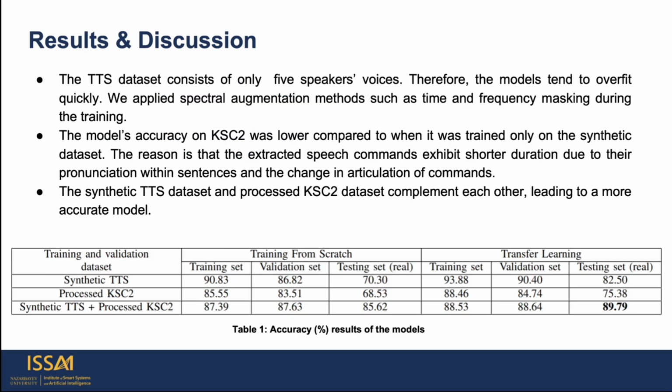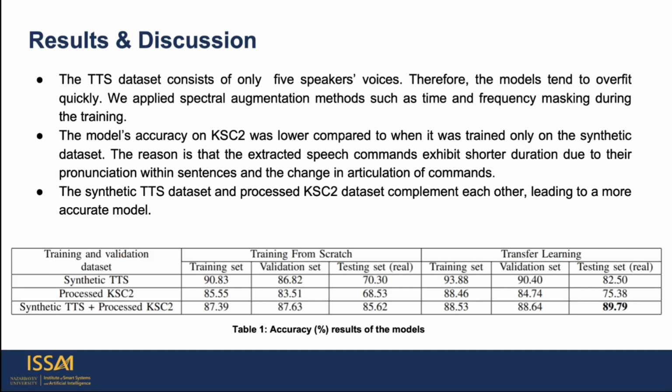The table demonstrates the performance of the model on different collections of data. The model trained solely on synthetic TTS dataset achieved approximately 90% accuracy on synthetic training and validation set, and 70% on the real-world test set. Employing transfer learning further enhanced the accuracy for each set as well as for the test set, achieving 82.5%. Although we can generate a large-scale synthetic dataset, the underlying source is still 5 speakers' voice. Therefore, the model tends to overfit quickly.